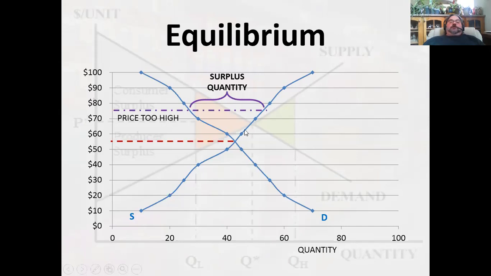But that surplus quantity from plotting the price too high, just bear in mind, is inventory that he cannot sell at the price that he is asking.